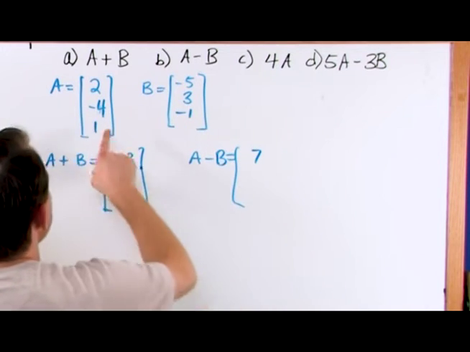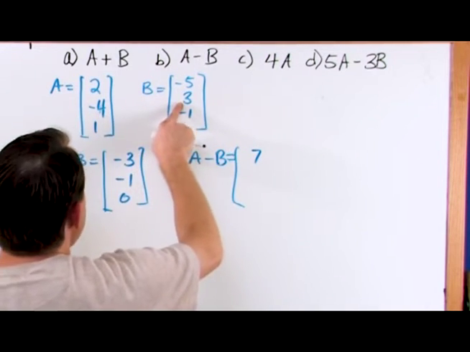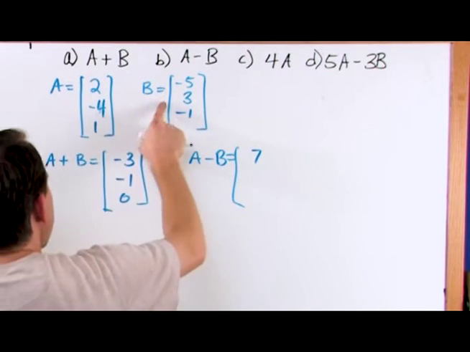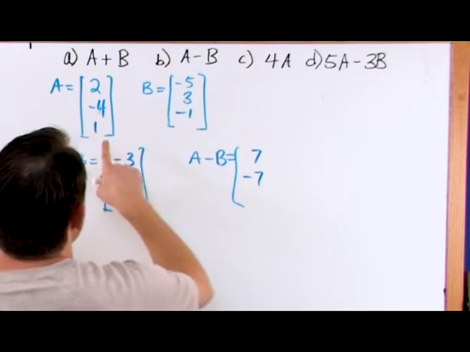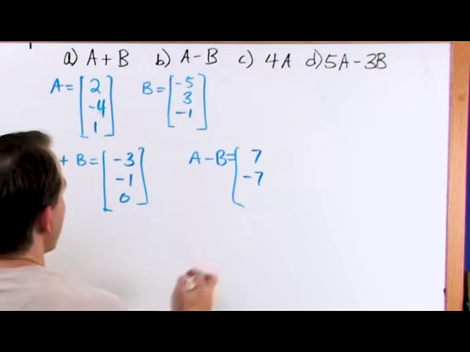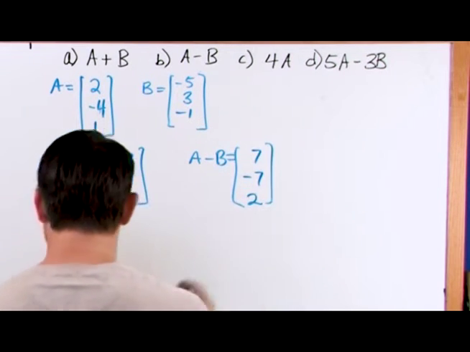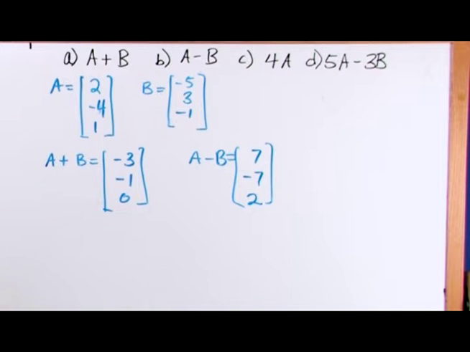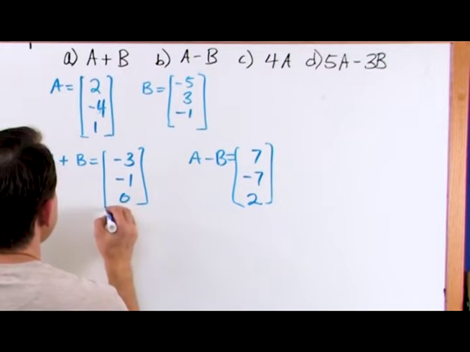Okay, it's going to give you 7. And then over here, negative 4 minus 3 is going to give you negative 7. And then 1 minus the negative 1, you just add the opposite. 1 plus 1 is 2. So you get 7, negative 7, and then 2. And then to continue on down, it really doesn't get any more difficult.